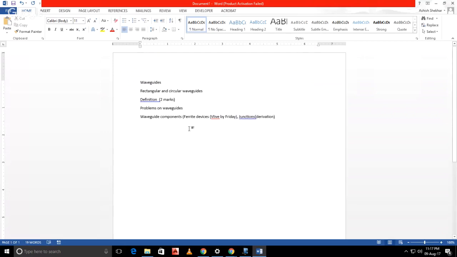And then the remaining is one problem on lumped matching, and we will decide one session for it. And some 2 mark questions based on transmission line theory, which we have covered today. Some 2 mark questions from rectangular and circular waveguide definitions. Of course, some 2 mark questions also from the wave theory topics that we have done. So this is the total set of questions that you can expect in your exams.